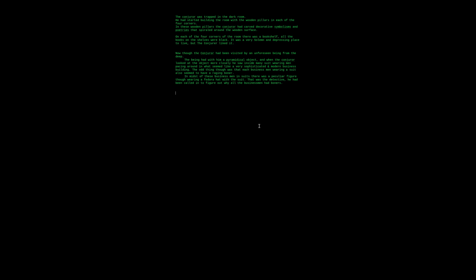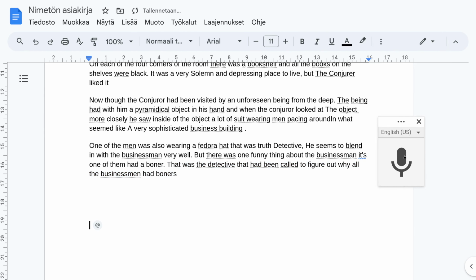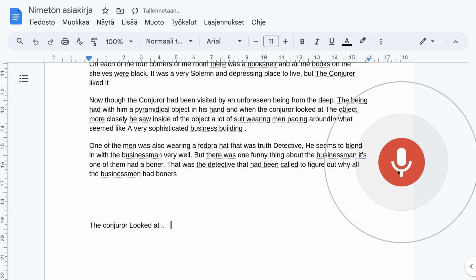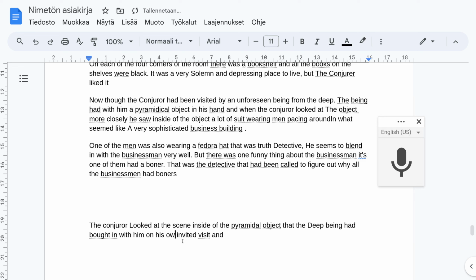Okay, then back to the Conjurer. The Conjurer looked at the scene inside of the pyramidical object that the deep being had brought in with him on his uninvited visit, and asked, "Why are you showing me this crap?"